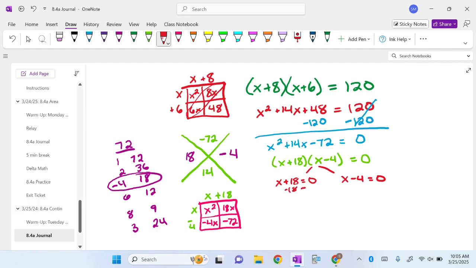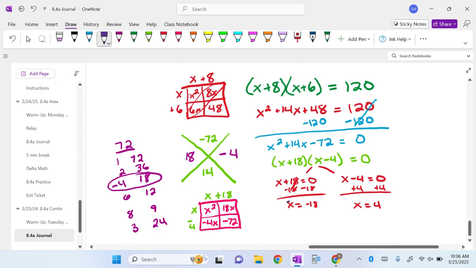So if I subtract 18 from both sides for the first one, I get x is equal to negative 18. Add 4 to both sides for the other one, x is equal to 4. So which one's my throw out? Negative 18. So that goes away. My x value is 4. So this is the value that they increased by. So they increased by 4 units.